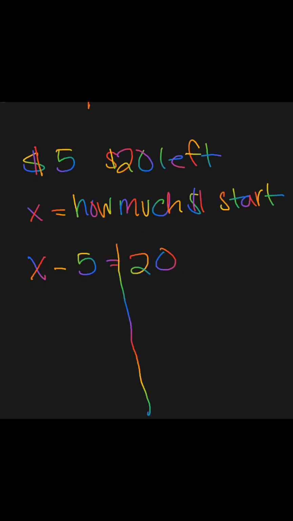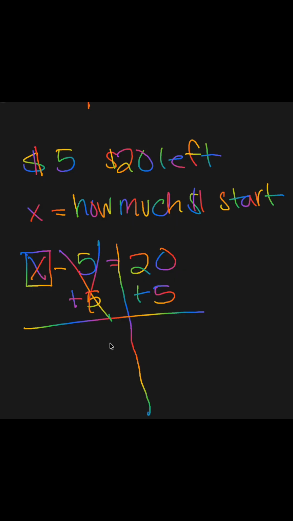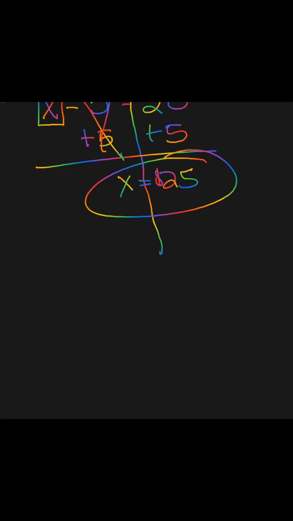So we're going to solve this, get this variable alone. Minus 5, so inverse, add 5. Negative 5 plus 5 is 0. So x equals 20 plus 5, which is 25. So I had $25. So to recap, you want to make sure to undo the operations by using the inverse operation. And make sure we keep that balance. Do the same thing to both sides.